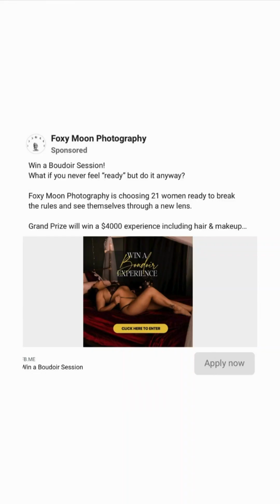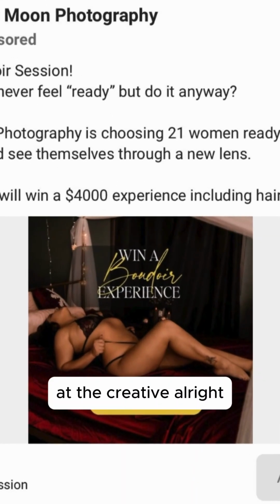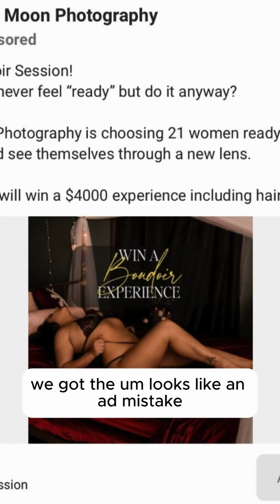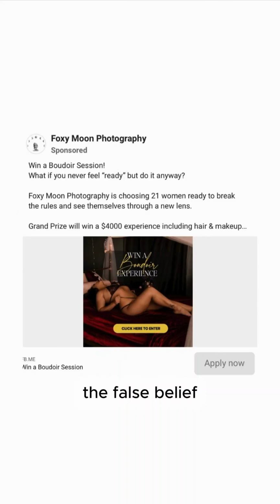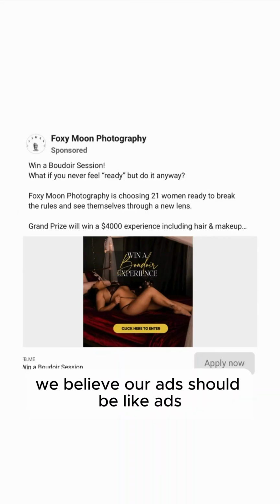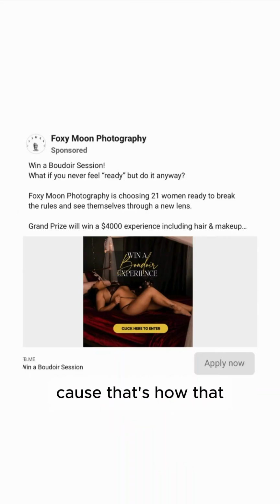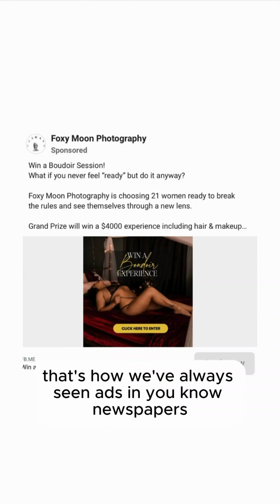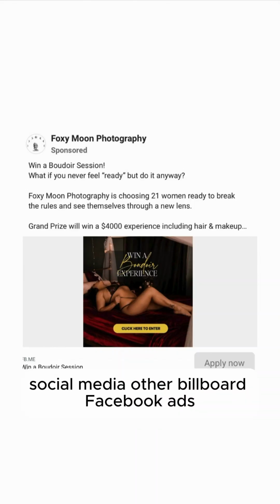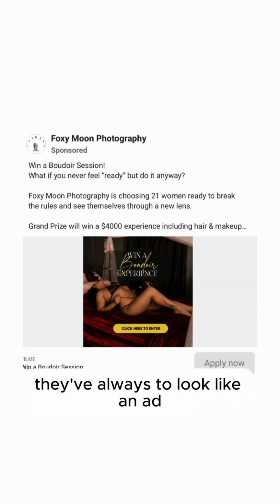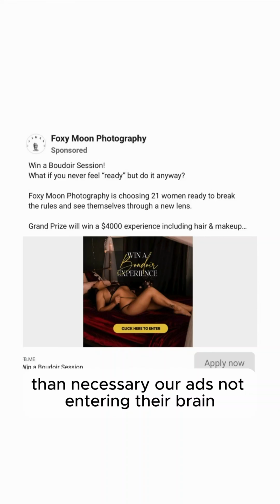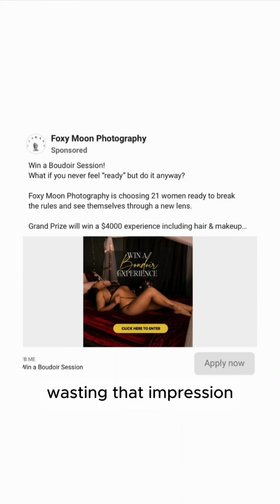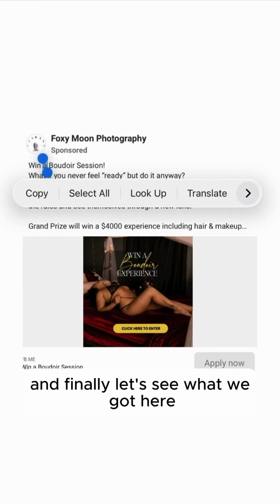Now, looking at the creative, all right, it looks like an ad mistake. The false belief that caused us to make this mistake is we believe our ads should look like ads because that's how we've always seen ads in newspapers, magazines, TV, social media, other boudoir Facebook ads. They've always looked like an ad. The consequence of this, though, is way more women scrolling by our ad than necessary. Our ad's not entering their brain, wasting that impression. And finally, let's see what we got here.